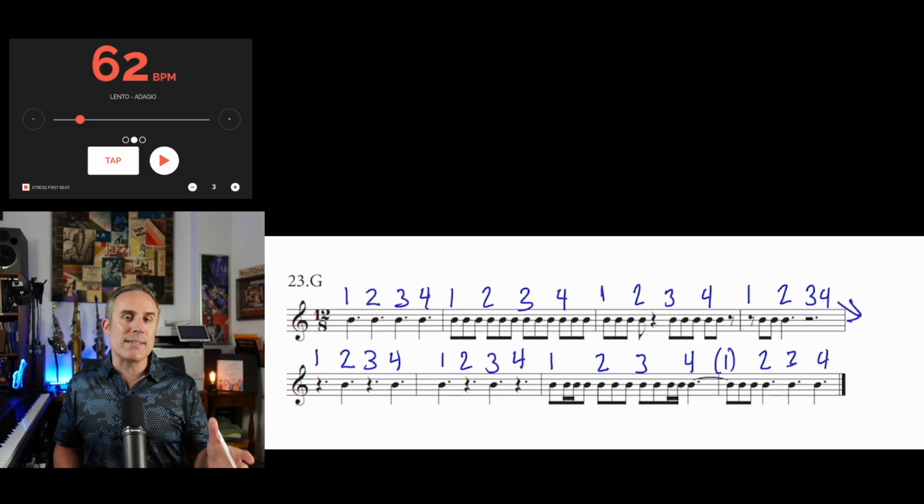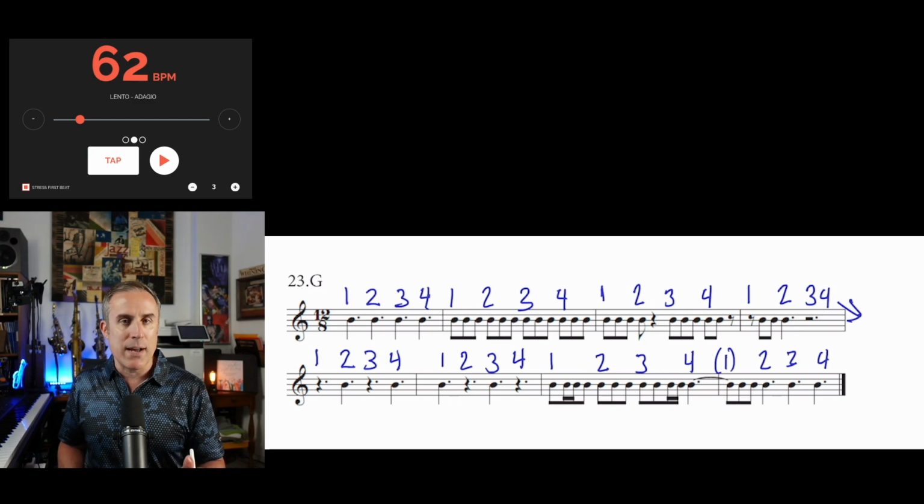All right, we've analyzed exercise 23G. You know what time it is. We need to go put a metronome on, find a pitch, and vocalize this exercise together. Let's do it. Here we go.